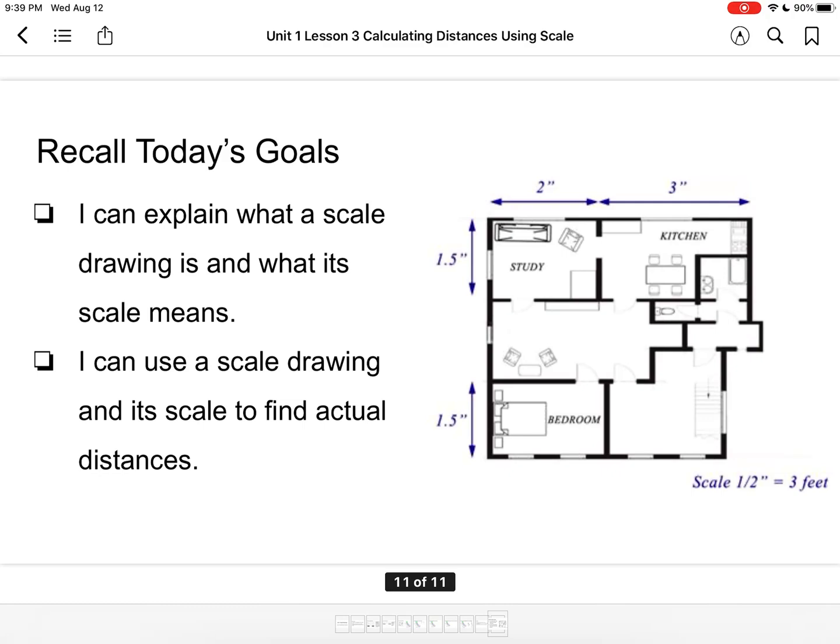So to recall today's goals, now you can explain what a scale drawing is. It's a flat, two-dimensional representation of a space or an object, and its scale is a ratio that tells you the ratio of the size of the drawing to the size of the real object. And you're able to use a scale drawing to find actual distances. And that's the end of today's lesson.